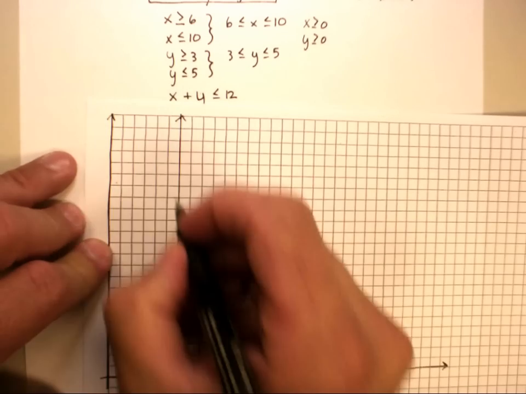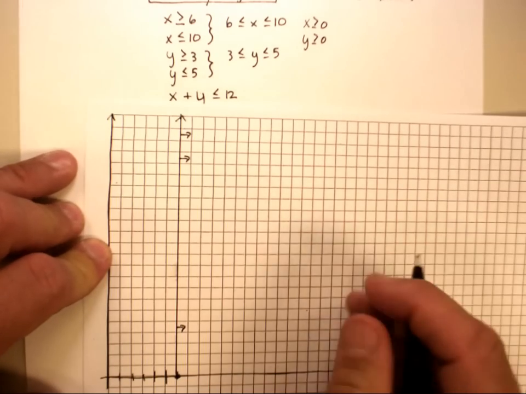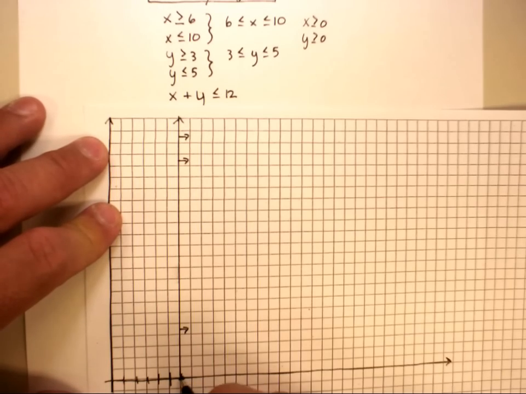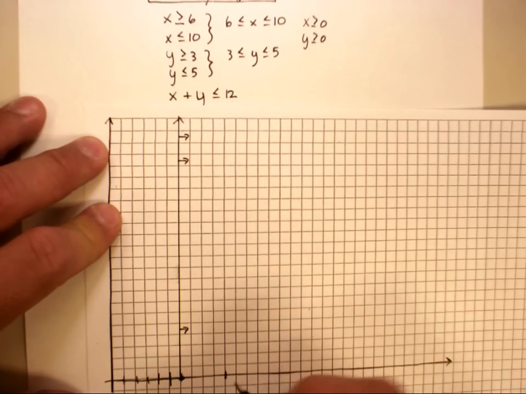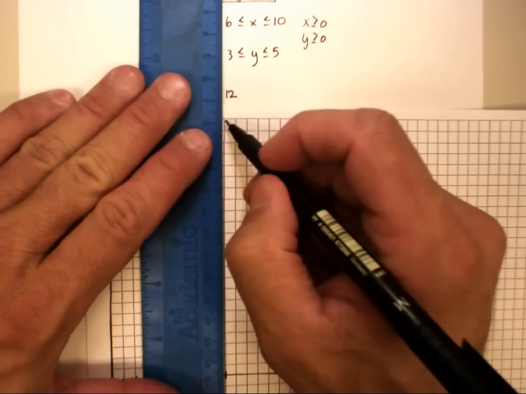And it has to be greater than, so I'm going to shade in that direction. Okay? X can also be less than or equal to 10. So 6, 7, 8, 9, 10. And it has to be less than or equal to. So let's go ahead and graph that.